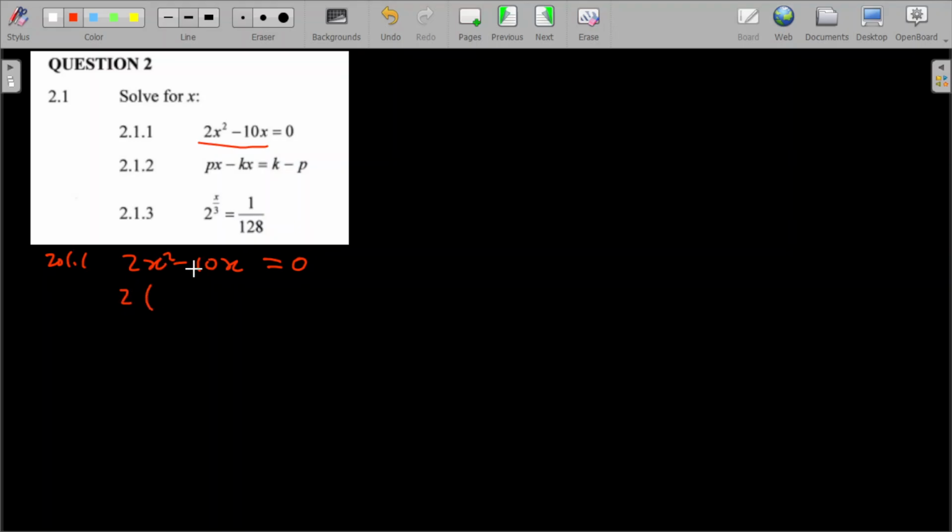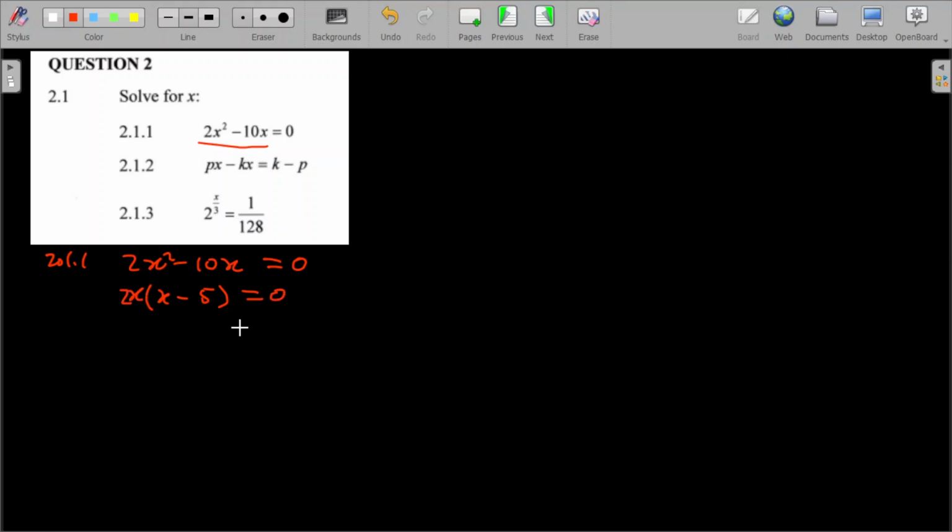Now, if I take 2 as a common factor, is there a common factor between x squared and x? Yes, there is. So the common factor between these two is 2x. And then if I take 2x, what is left here? 1x is going to be left here. So I took 2 out of these 10, so what is left is going to be minus 5. Then bracket is equal to 0.